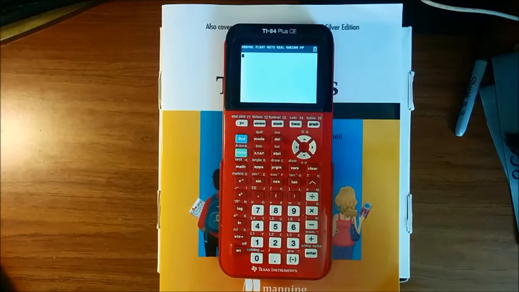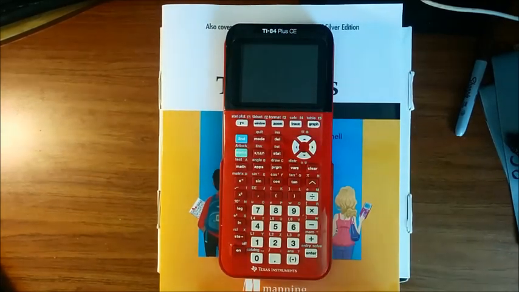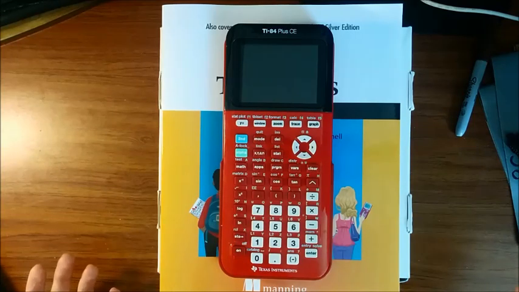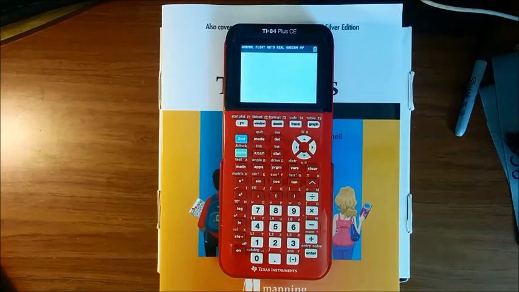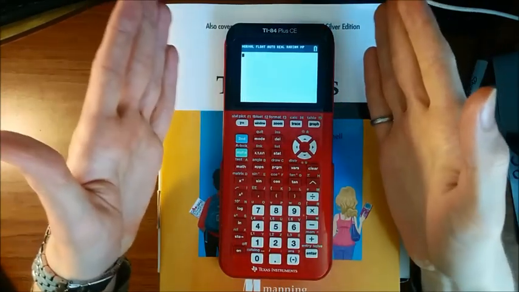So, as I showed you, to turn the calculator off, you press second and then on, which corresponds to off. When you want to turn your calculator back on, you simply press the on key. When your calculator first turns on, it'll probably be at the home screen, this area you see here.